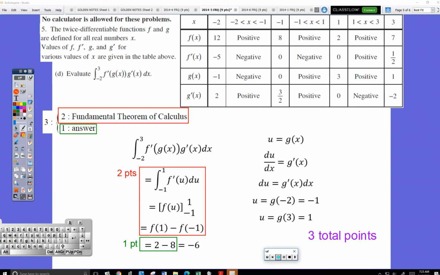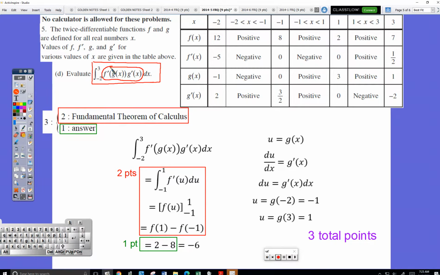It says evaluate this. So, I don't have a calculator. I don't have a calculator, I don't have a graph, so it's not a Riemann sum. So I want to find the antiderivative of this.